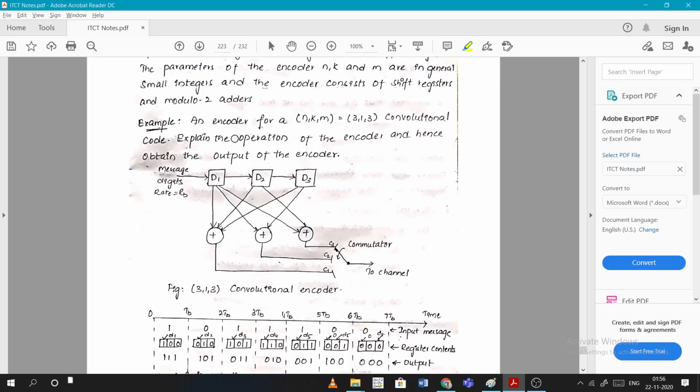What we are doing here is an encoder of n comma k, that is a 3-1-3 convolution code. Explain the operation of the encoder and hence obtain the output of the encoder. Actually, this diagram will be given in the question itself by the examiner.